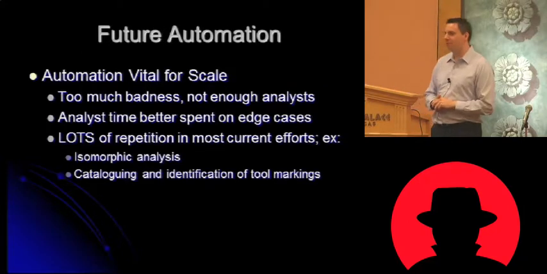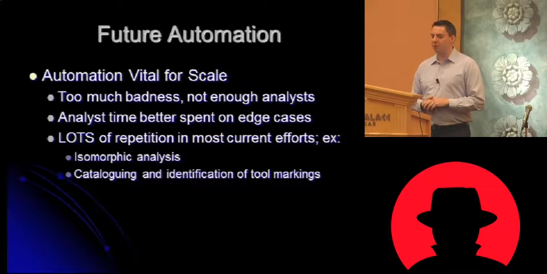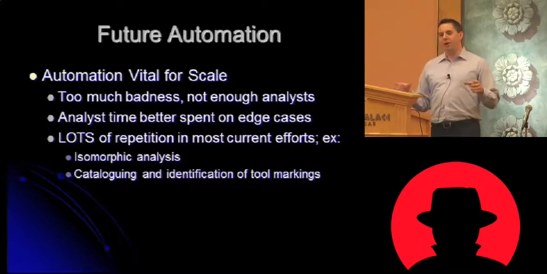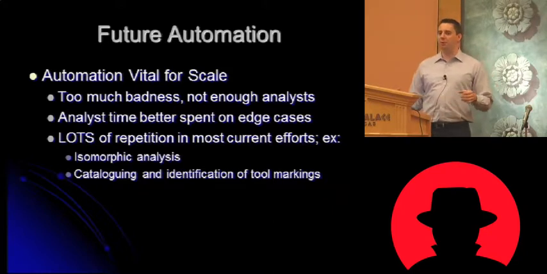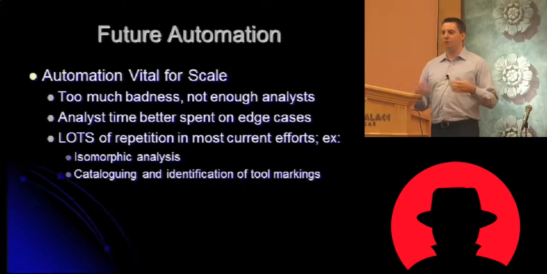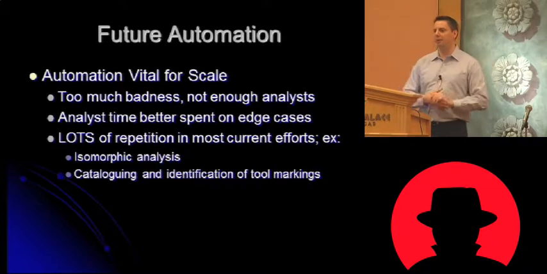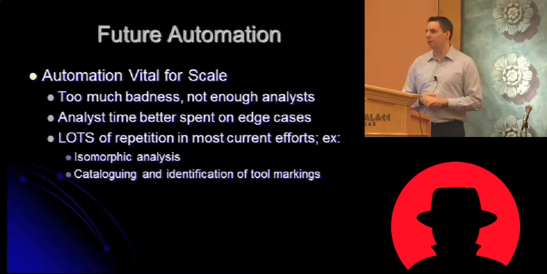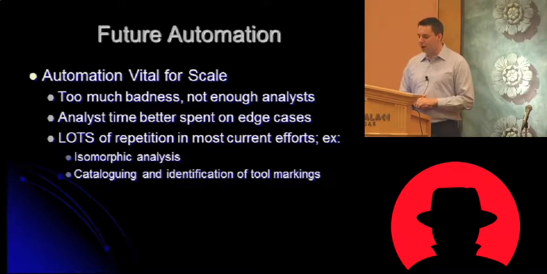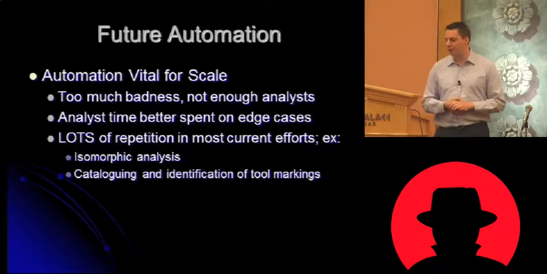Okay, so I'm going to talk about automation for a little while. Automation is really, really important for scale. Anyone that's run any kind of incident response group or analysis organization will tell you that one of the big problems is the volume of information out there, the volume of stuff that needs analyzing far outweighs the number of skilled reverse engineers which are available to most organizations. So some level of automation is very, very important to help us scale that response capability. So too much badness, not enough analysts.